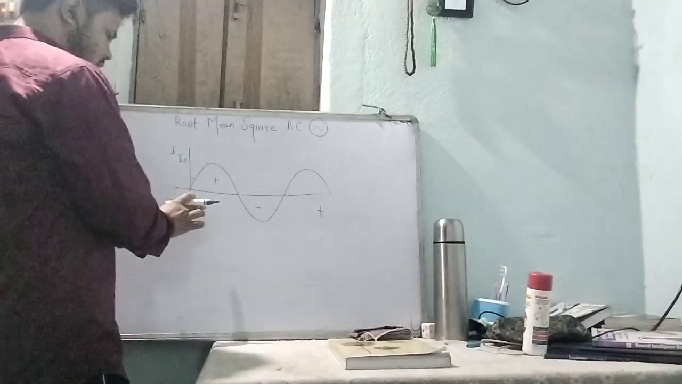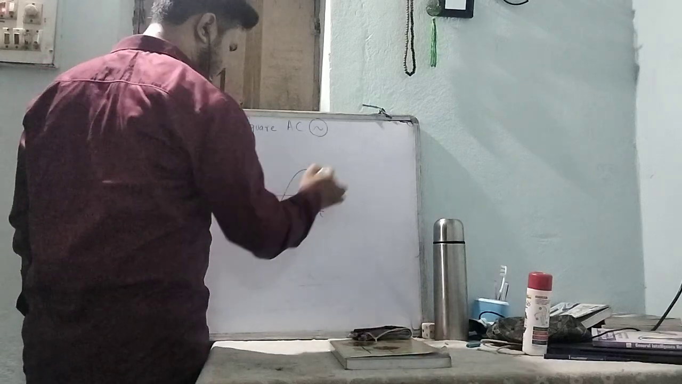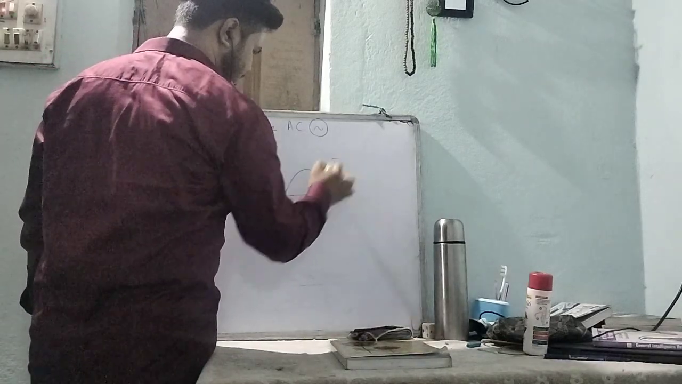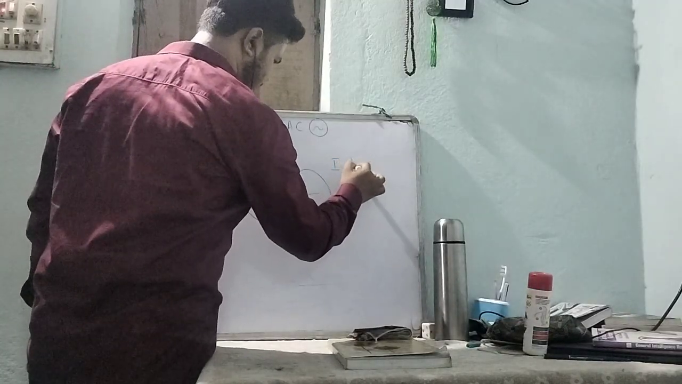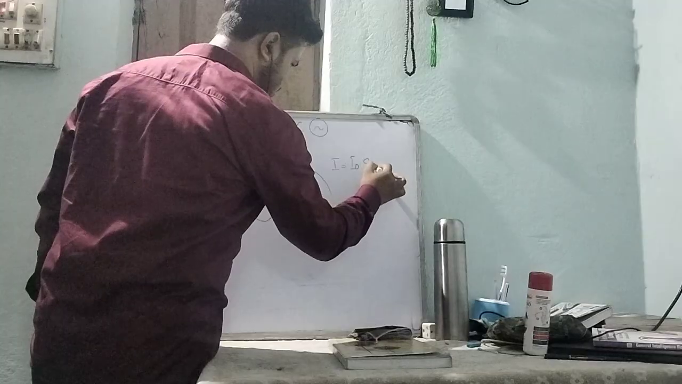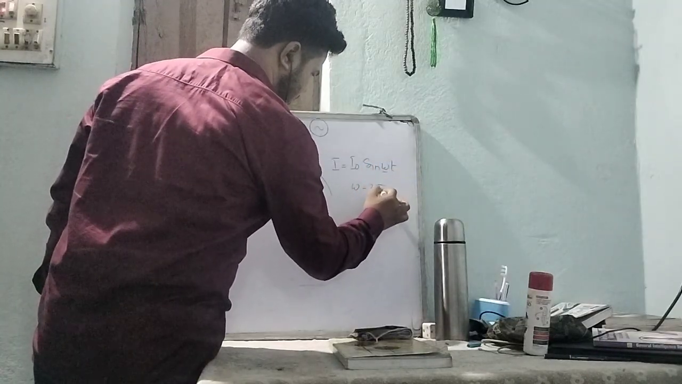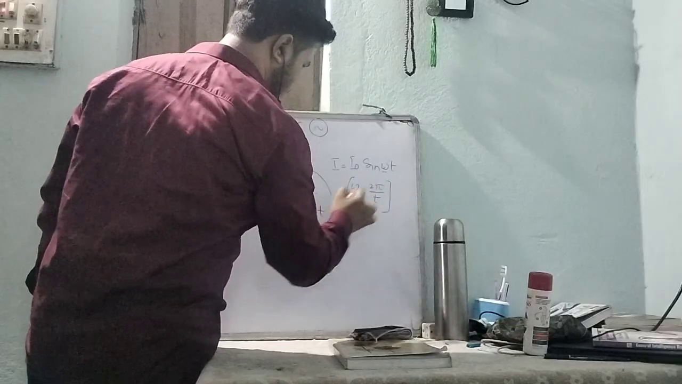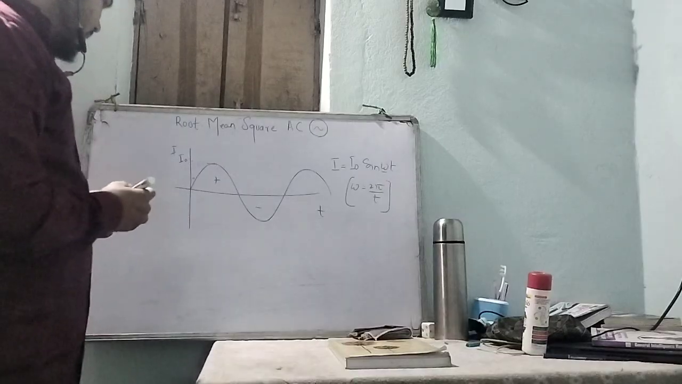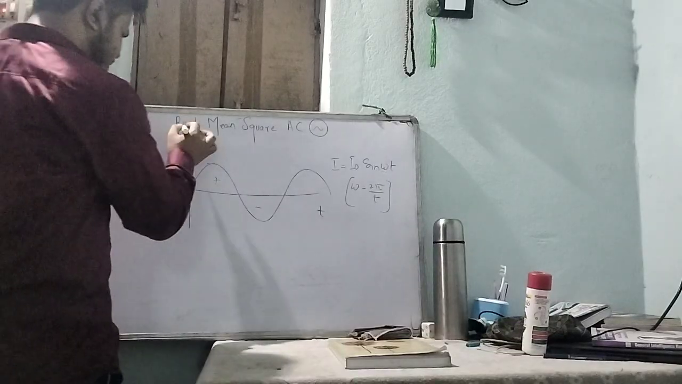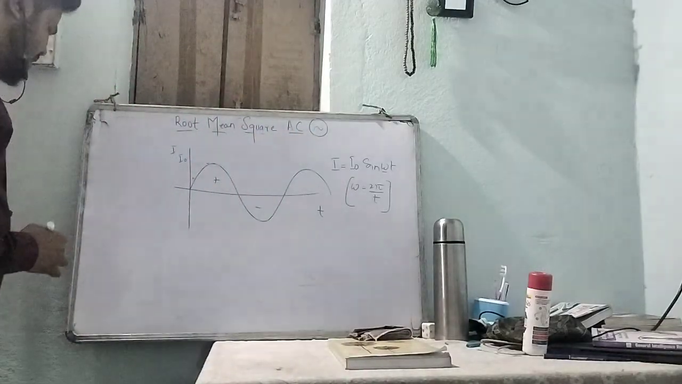And you can see that this graph is an example of a sine graph. So I can say that the current at any time can be denoted by the equation I = I naught sine omega t, where omega is 2 pi by T. So the value of the current changes with respect to time, and I have to determine the root mean square value of an alternating current.